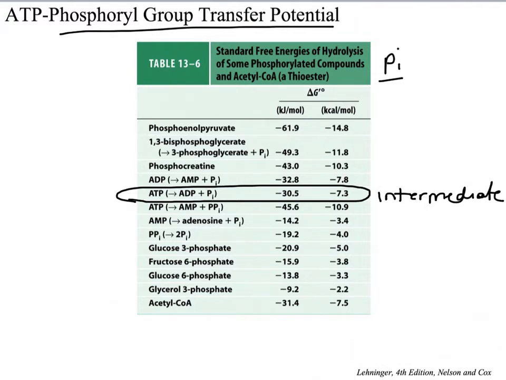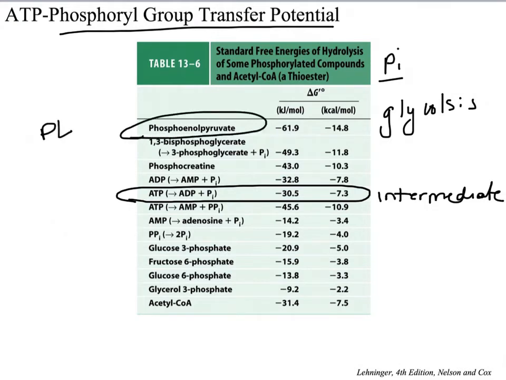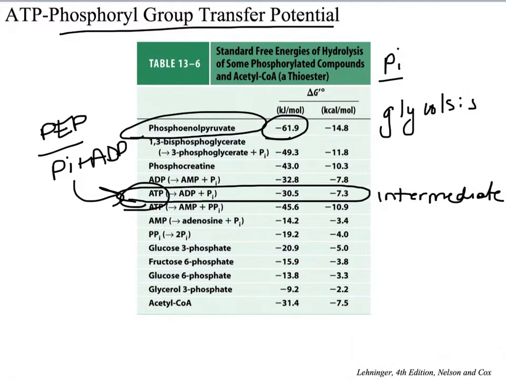So there are times when we need to make ATP. So for example, in glycolysis, which we'll talk about on Friday, phosphoenolpyruvate, or PEP, will transfer inorganic phosphate to ADP to make ATP because it's higher up in the table. It has a larger free energy when you hydrolyze that phosphoryl group. We also can see phosphocreatine here.